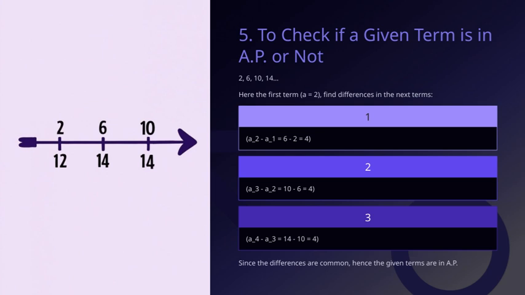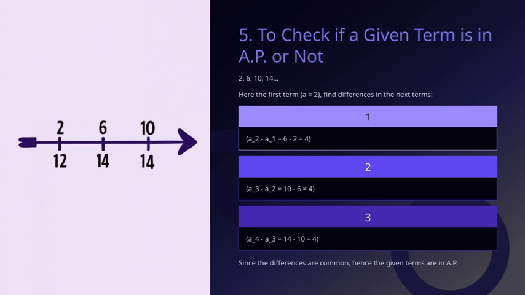Let's look at this example to understand how to determine if the given terms form an arithmetic progression. Since the differences between consecutive terms are the same, we can see that the terms are in AP. For instance, the difference between the fourth and third terms is 14 minus 10, which equals 4. Similarly, the difference between the third and second terms is 10 minus 6, also 4. And the difference between the second and first terms is 6 minus 2, again 4. Because all these differences are equal, we confirm that the terms 2, 6, 10, 14 are in AP.